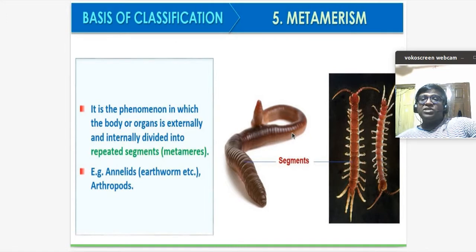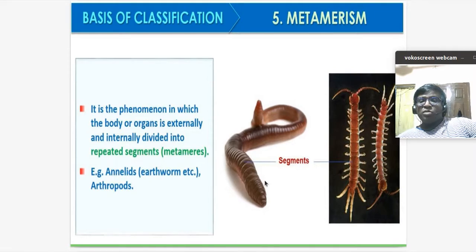Another basis of classification is metamerism. In case of earthworm, in case of leech, we also call leech as jigne in Kannada. So what you notice is there is segmentation, both internally and externally, and in each segment, the body or organs are equally distributed. So we call such segments metameric segments, and this phenomenon we call metamerism. You notice it in annelids and arthropods. Here you have a diagram of centipede also. So the earthworm and centipede exhibit this metameric segmentation.